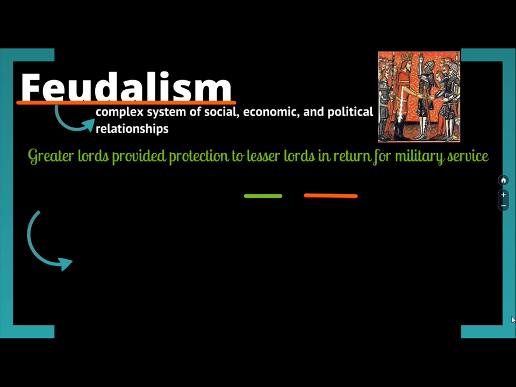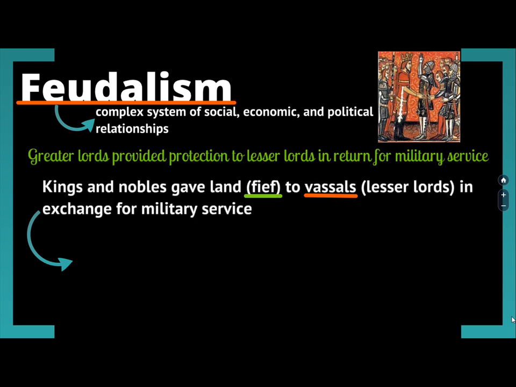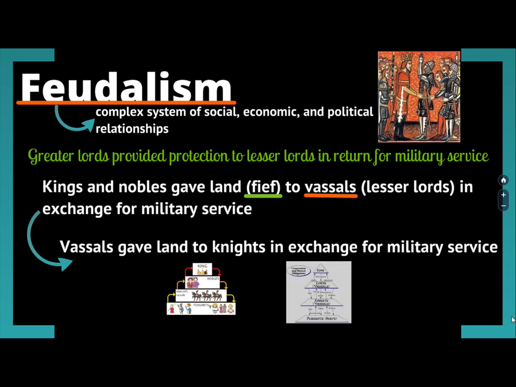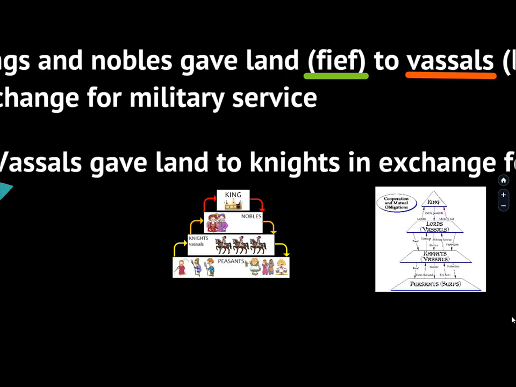Now, feudalism is a complex system of social, economic, and political relationships. Greater lords provided protection to lesser lords in return for military service. Kings and nobles gave land, or fief, to vassals, which were lesser lords, in exchange for military service. The vassals then gave land to knights in exchange for military service.